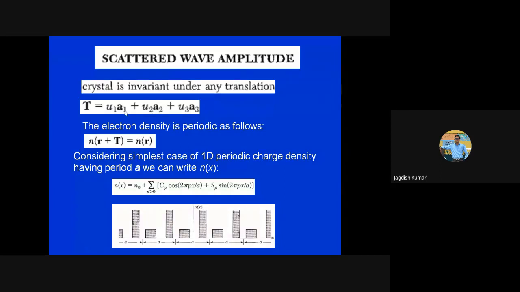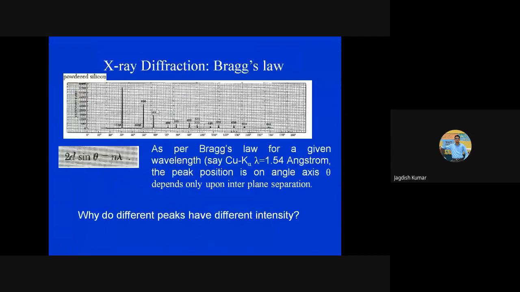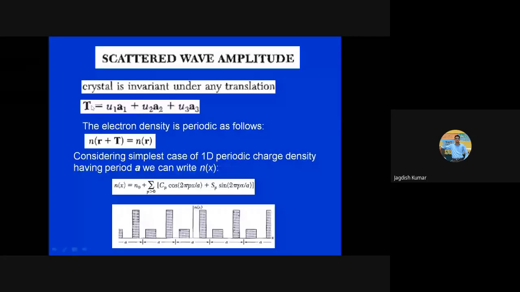So you take any translation defined by this. Say you take u1 and u2 to be 1 and u3 to be 0. In that case, I'm going by a1 plus a2: along the a1 direction I went to one lattice point, then along the a2 direction I went to another lattice point, and that translation is also invariant under the translational operation. It means we are going to see exactly the same environment. So in the 3D case, this represents the periodicity of the lattice points.